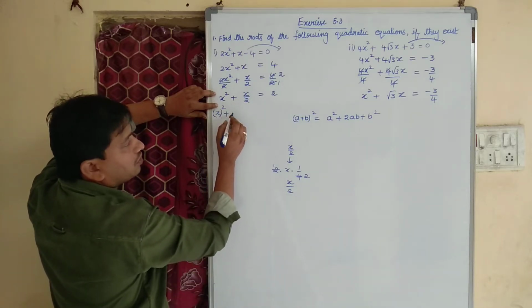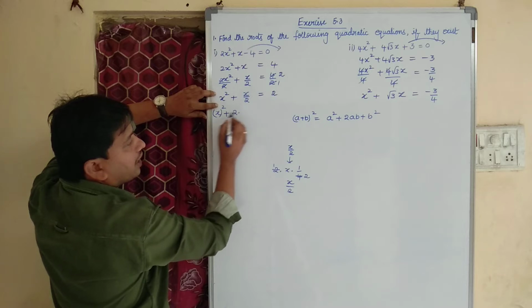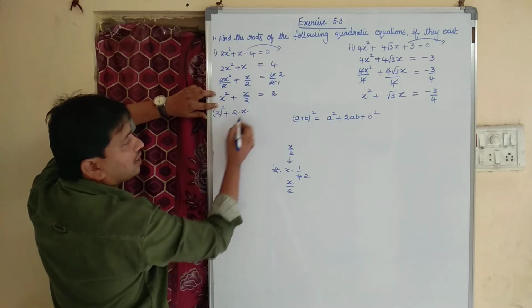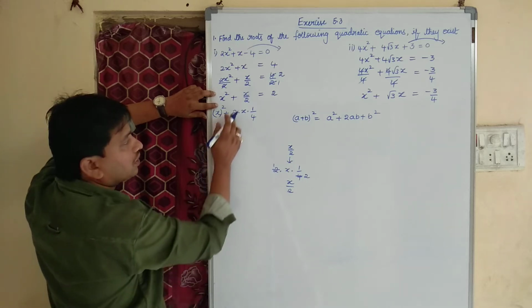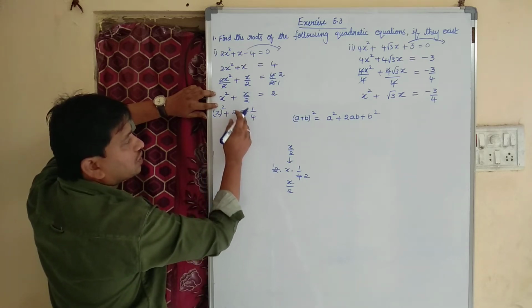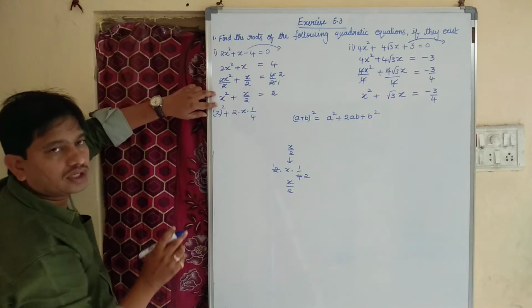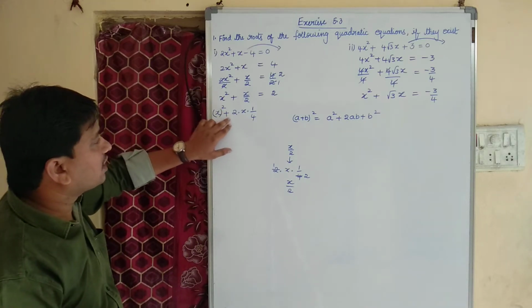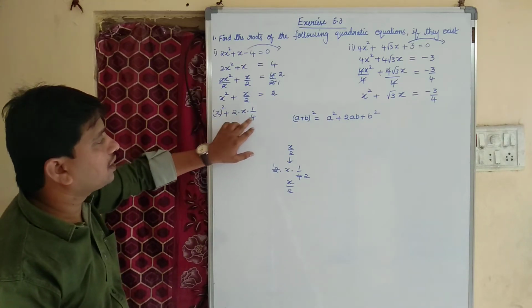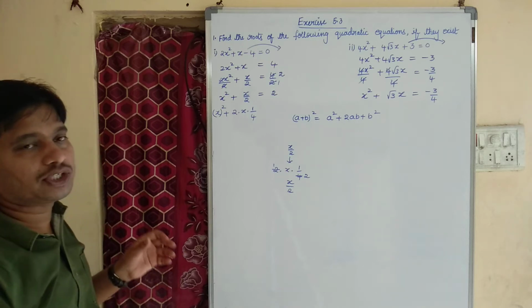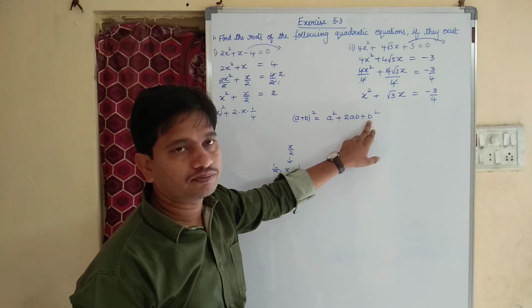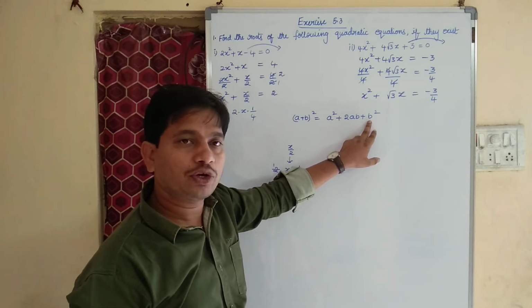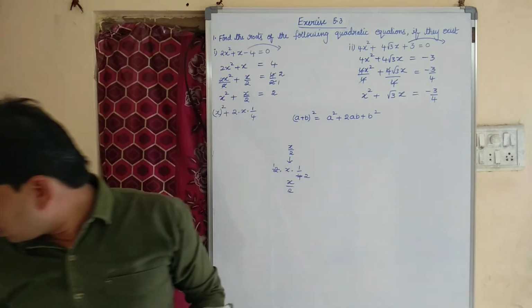So x by 2 we can write as 2 into, as the value of a is x and the value of b is 1 by 4. If I cancel 2, 2, again we will get x by 2 only. Right? Now this is a square plus 2ab. So what we need to do? We need to add b square. At the same time we need to subtract b square. Right?